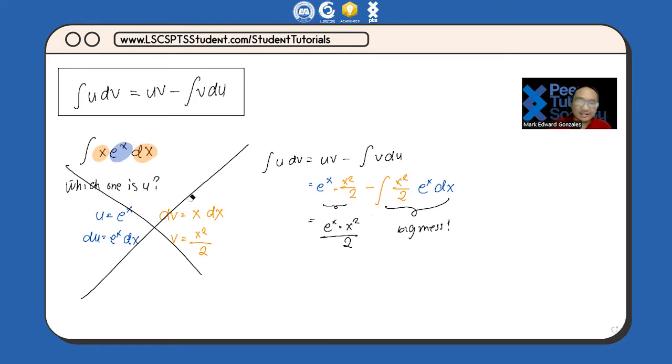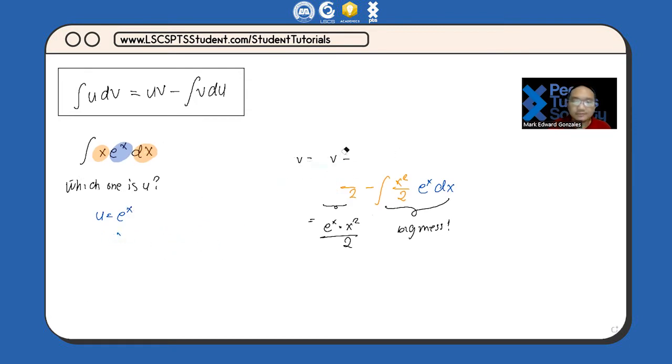In any case, now that we know that u is not equal to e raised to x, the next natural choice would be to let u be equal to x. So let's try to see what happens if we do that. So we just clear the whiteboard.